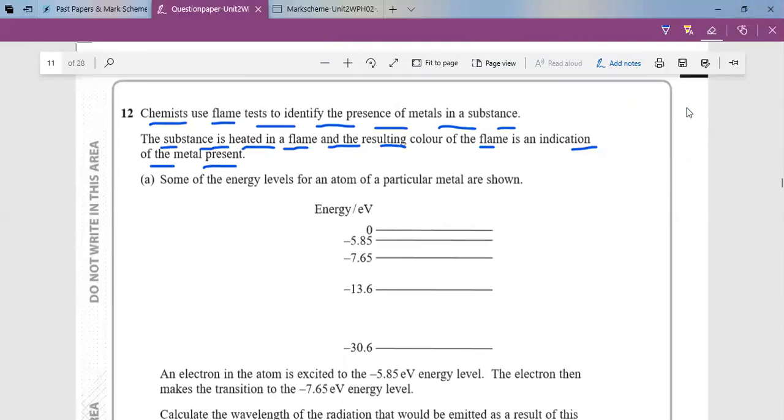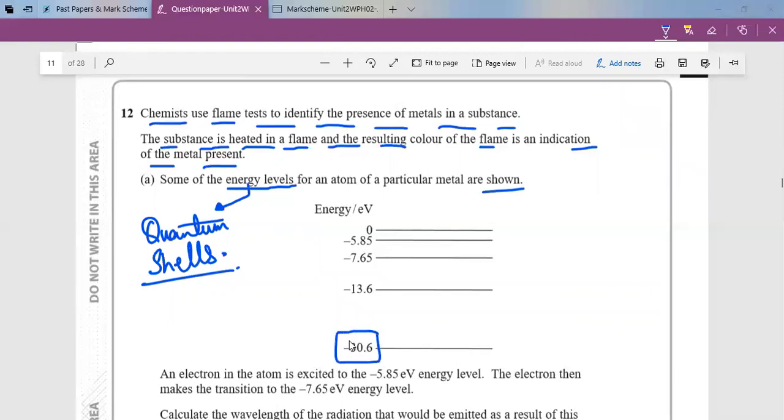Now, going on to the question, some of the energy levels of an atom of a particular metal are shown over here. These are the energy levels. Do you know what energy levels are? Do you remember this term? Are they quantum shells? Yep, they are the quantum shells, or the orbits in which the electrons are present. Each of these has a specific energy level, and if you look at it, the quantum shell at the lowest level has the lowest, most negative energy, and the one at the highest level has the greatest energy. Although it's zero, it's greater than the negative values. So any electron over here will have the greatest energy and any electron over here would have the least energy.